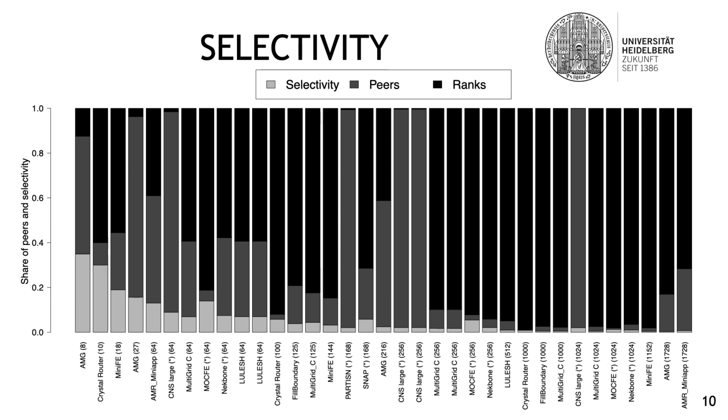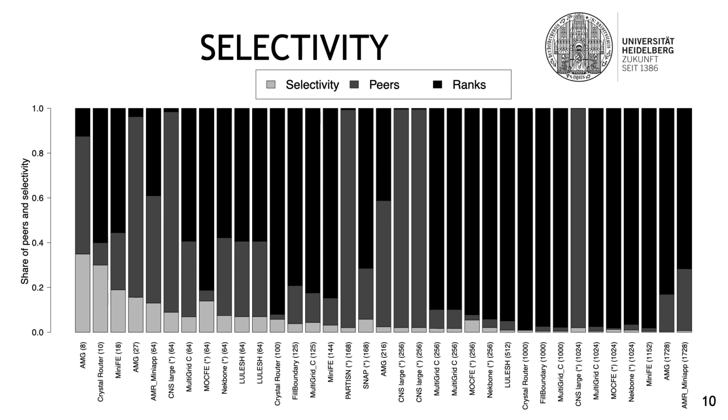It's also interesting to see that some applications have significantly more peers than their selectivity. However, these ranks contribute only 10% of the total traffic. To sum this up, the majority of point-to-point communication in these exascale mini applications happens only within a small subset of ranks, independent of the communication pattern.